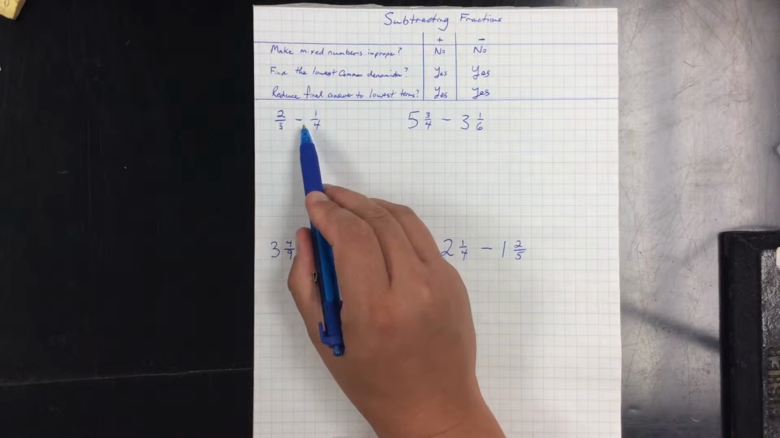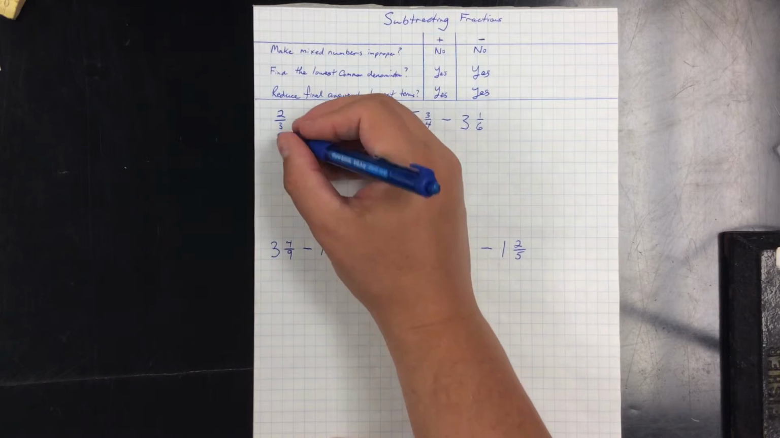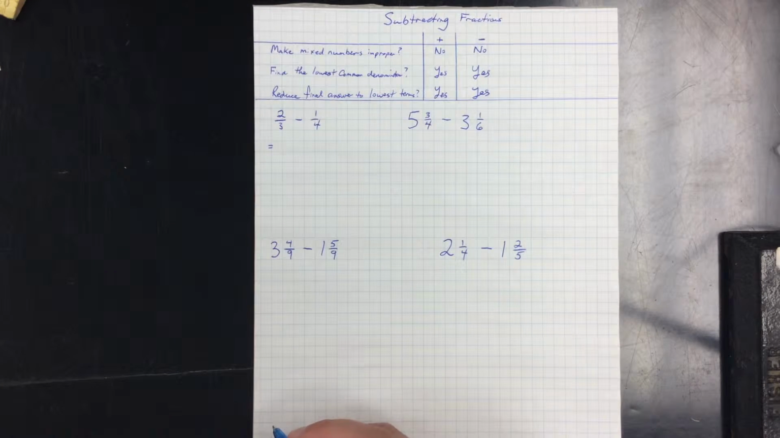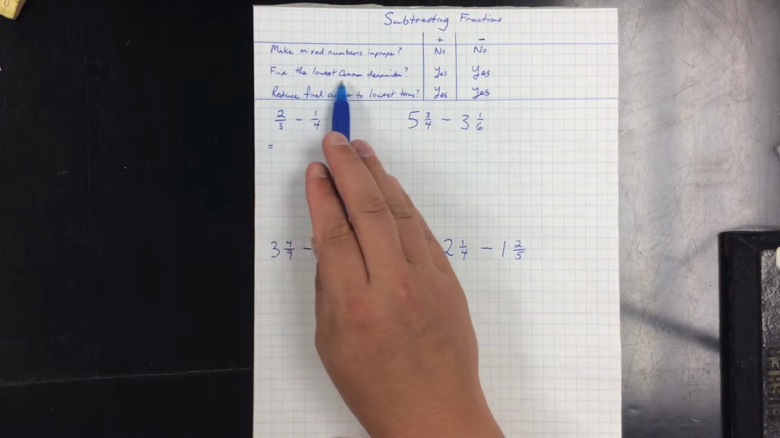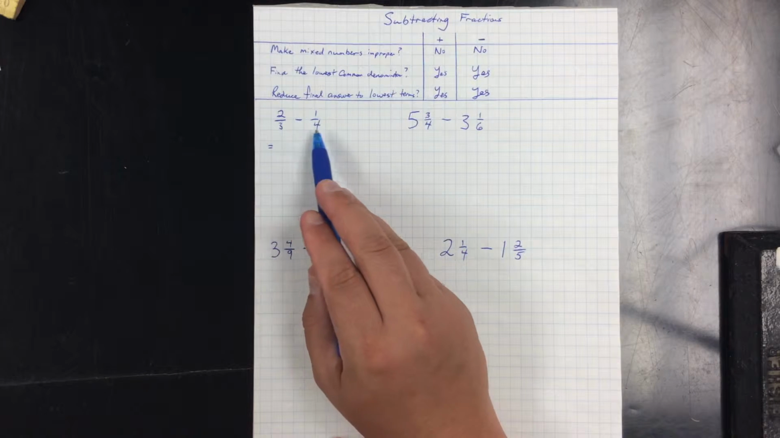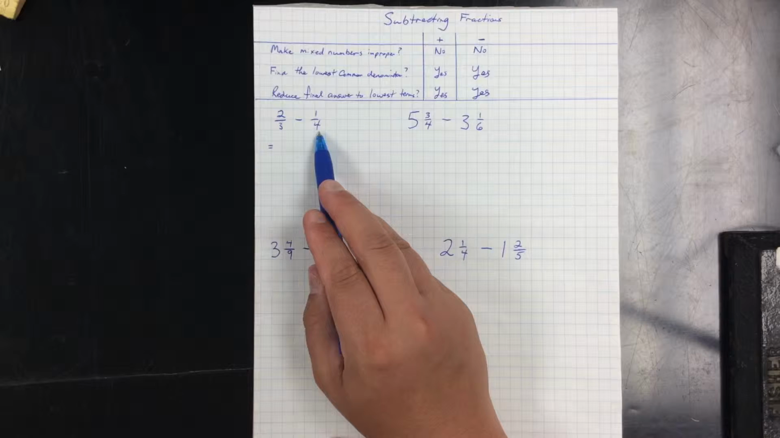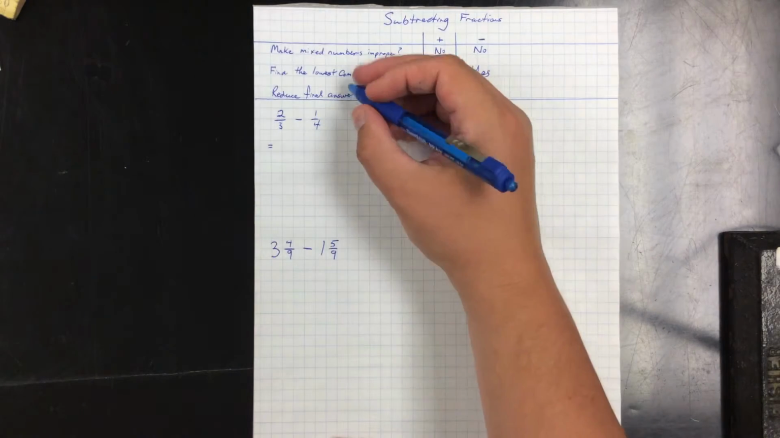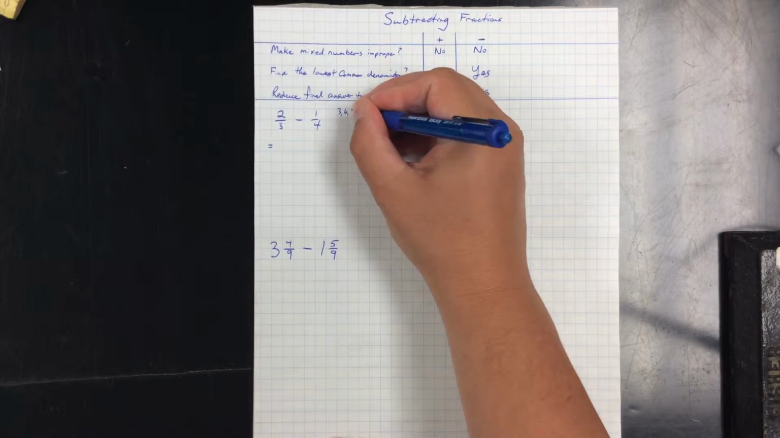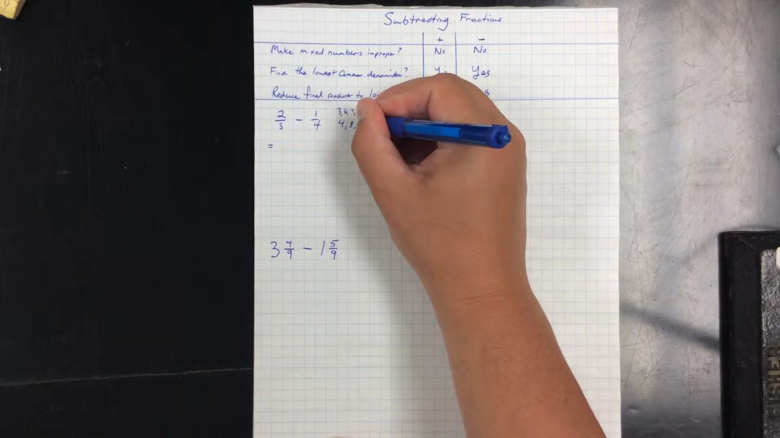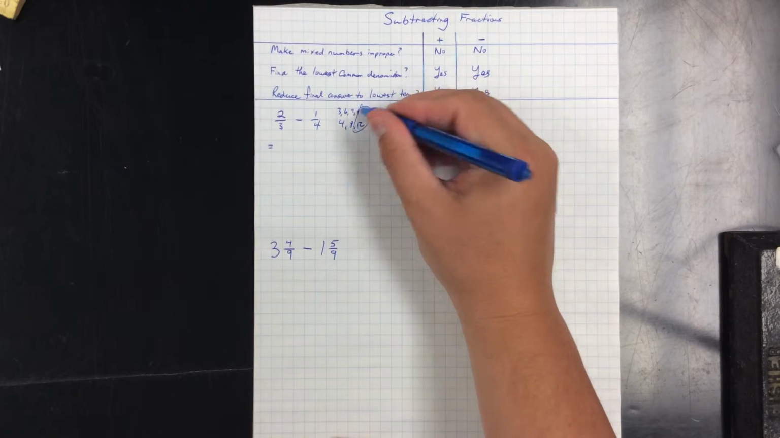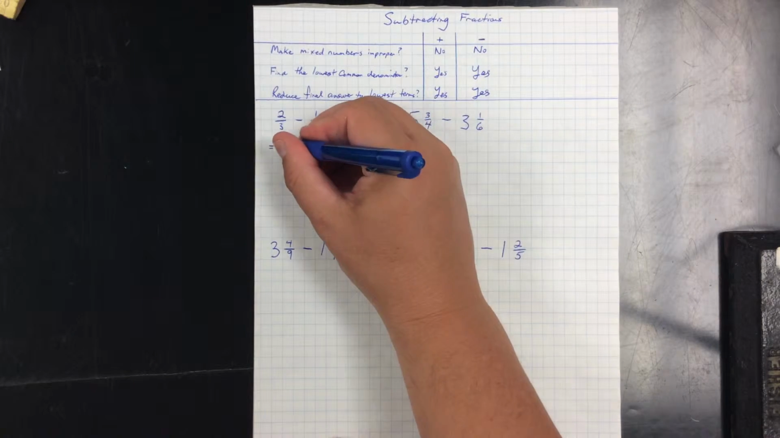Let's take 2/3, and we're going to subtract 1/4. The very first thing I need to do is find the lowest common denominator for 3 and 4. So that's the lowest common multiple. So I can list those out: 3, 6, 9, 12, 4, 8, 12. There's my common denominator of 12.